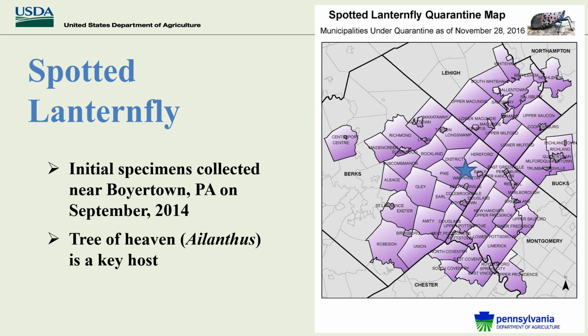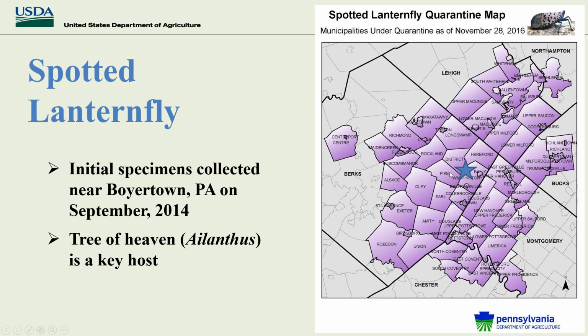And of course, as I mentioned before, the key host is the tree of heaven. So this was first identified in 2014. About 2 years later, you can see this is a map, and this area is north and west of Philadelphia. So there was a 5-county area after about 2 years, and it was spreading, but not too bad.